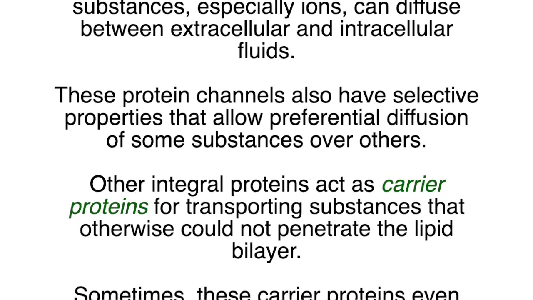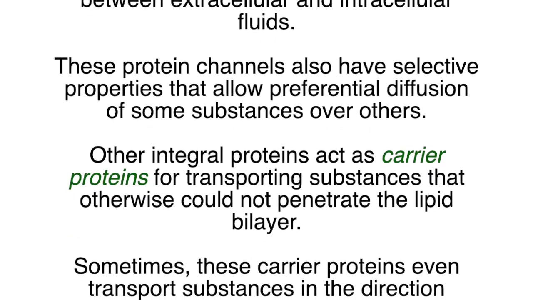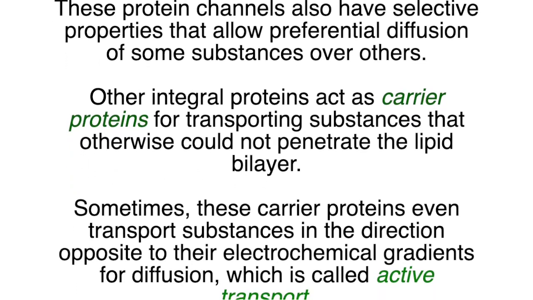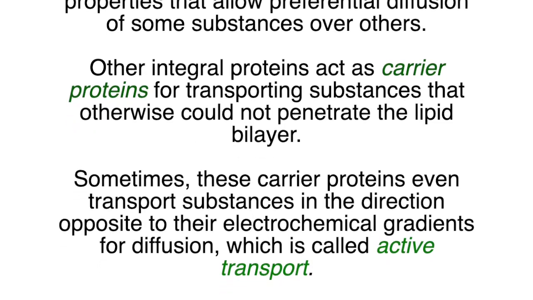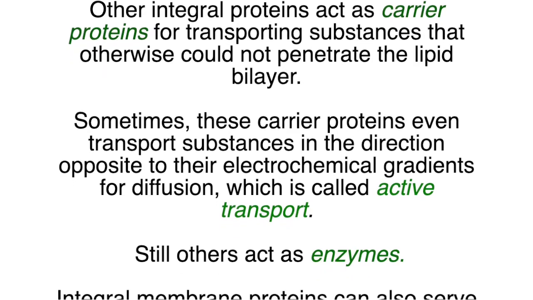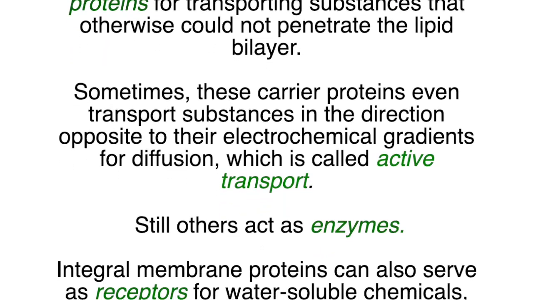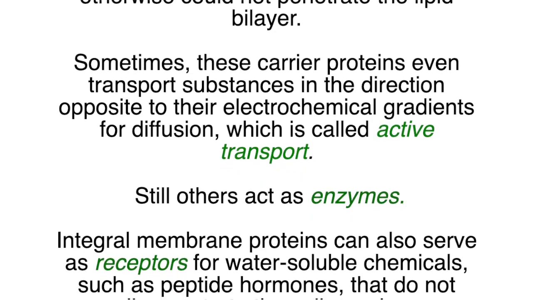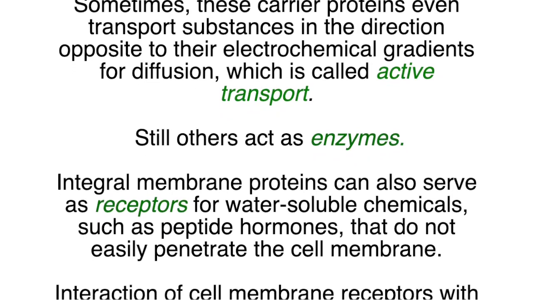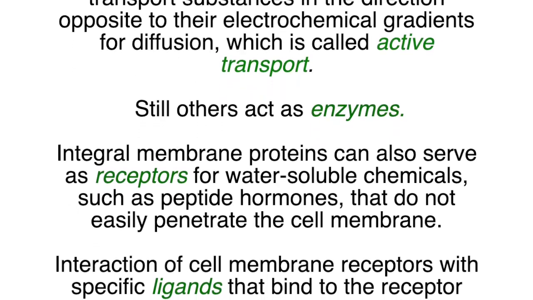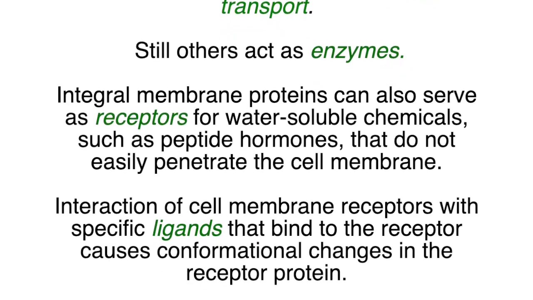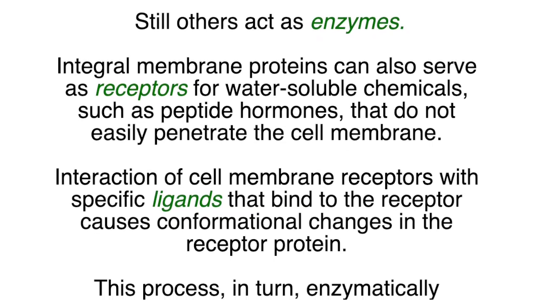Other integral proteins act as carrier proteins for transporting substances that otherwise could not penetrate the lipid bilayer. Sometimes these carrier proteins even transport substances in the direction opposite to their electrochemical gradients for diffusion, which is called active transport. Still others act as enzymes. Integral membrane proteins can also serve as receptors for water-soluble chemicals such as peptide hormones that do not easily penetrate the cell membrane.